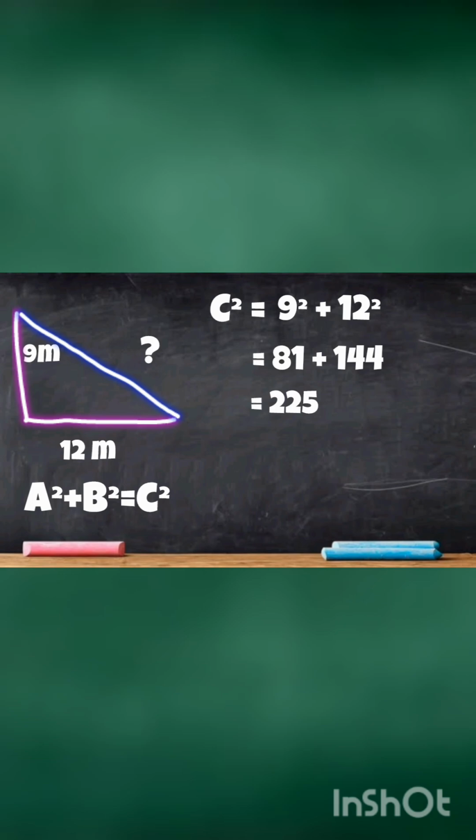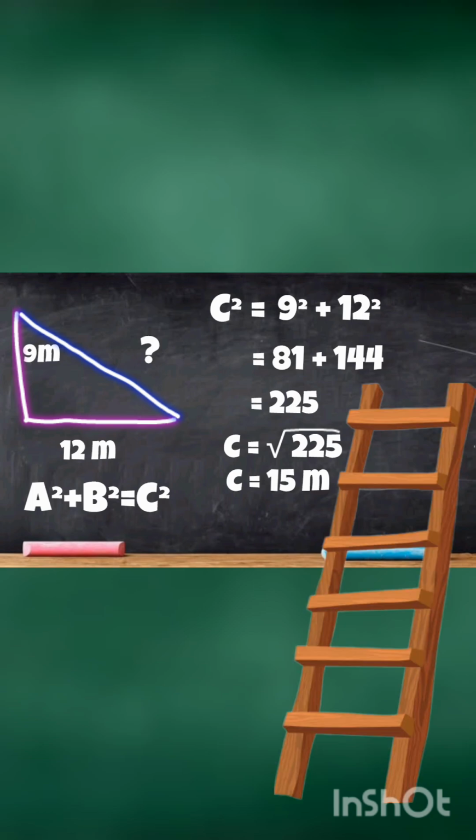But we're not done yet, because the ladder size would be in square meters, as the two sides are in meters. So our next task is to convert this C squared into C, and its value from square meters into meters. So we apply the square root on both sides, which converts C squared into C, and the 225 square meters into 15 meters. So the size of the required ladder is 15 meters.